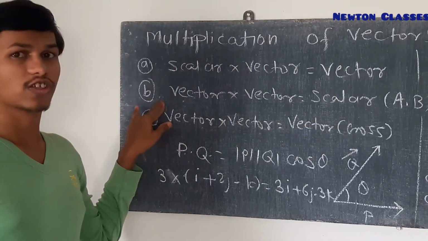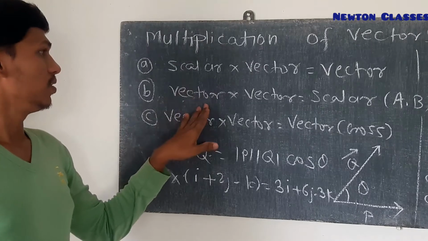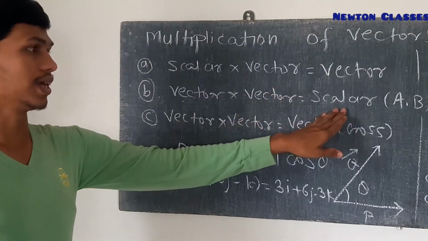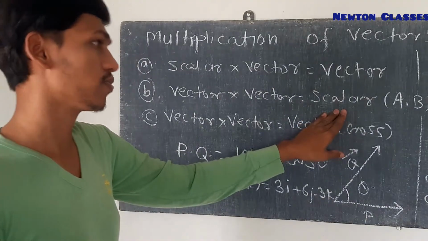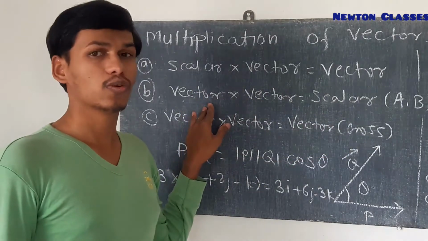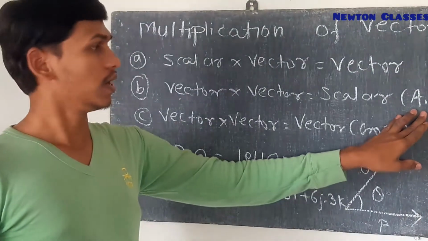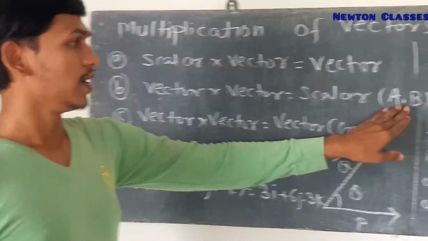The second type of multiplication is the multiplication of one vector by another vector, which gives a scalar quantity, or an answer in the form of a scalar. Such a multiplication of vectors is called the scalar product or dot product, and can be denoted by a dot b.